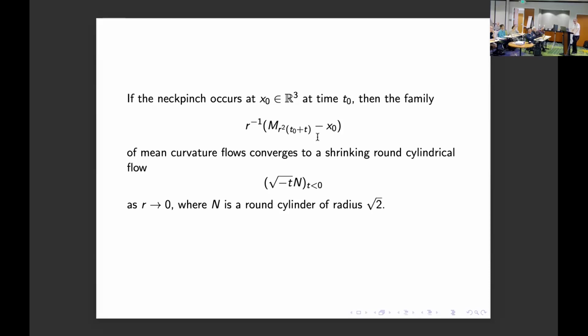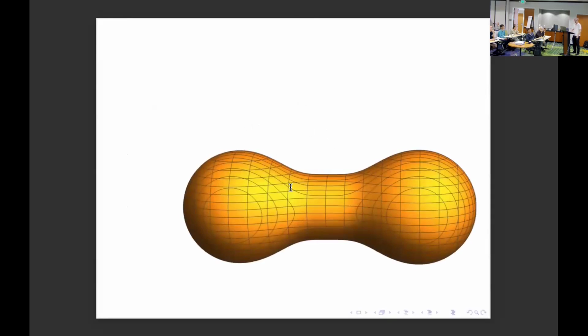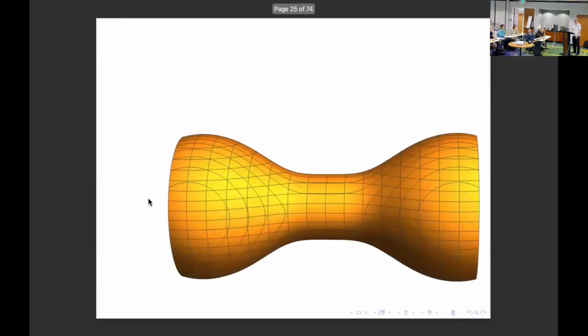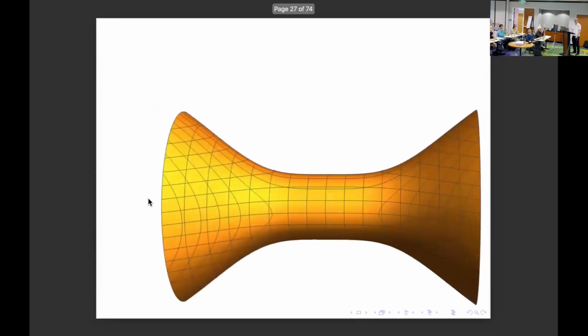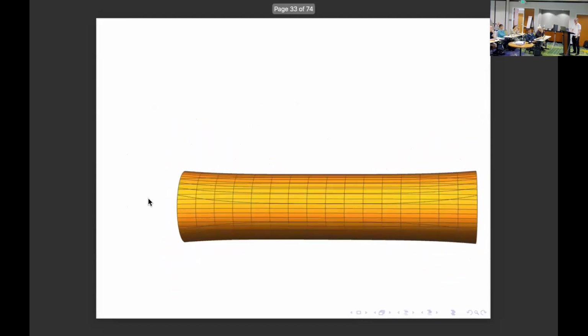And you can show that this family of flows will converge to a very simple flow. It will converge to a shrinking round cylindrical flow as r goes to 0. And because of the time shift, this limiting flow is defined for negative times, for t less than 0. Okay. So in terms of the picture, if you do this space-time shift and this rescaling, and you look at the time minus 1 slices, this is what you see. Okay, becoming cylindrical.